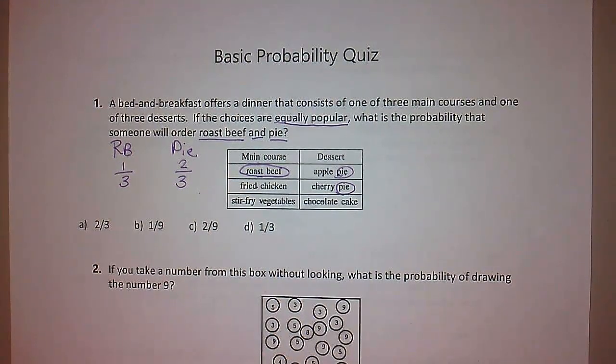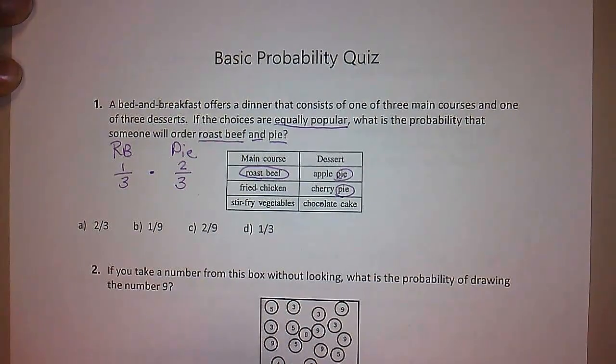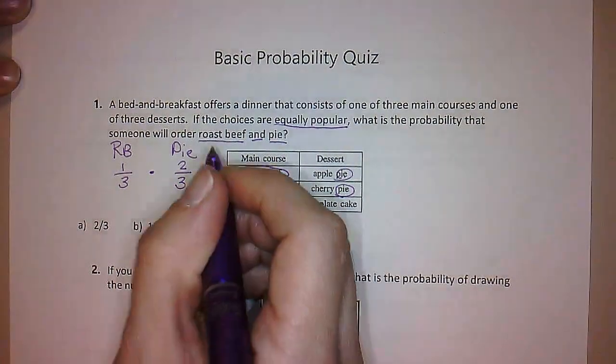So when I think about roast beef and pie, does choosing roast beef affect my dessert choice? No, choosing roast beef doesn't have any effect on my dessert choice. So I ask myself, is this independent or dependent probability? Well, if roast beef has no effect on pie, then this is independent probability. So if we want the probability that someone is going to order roast beef and pie, I'm going to multiply those 2 numbers together. So you can do this in your calculator. 1/3 times 2/3 is going to end up giving you 2/9.